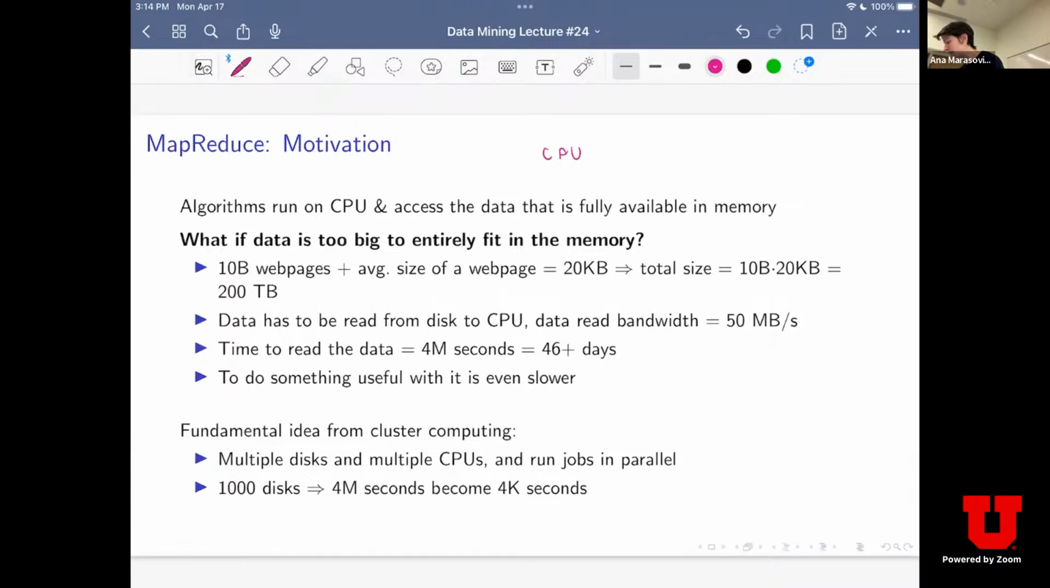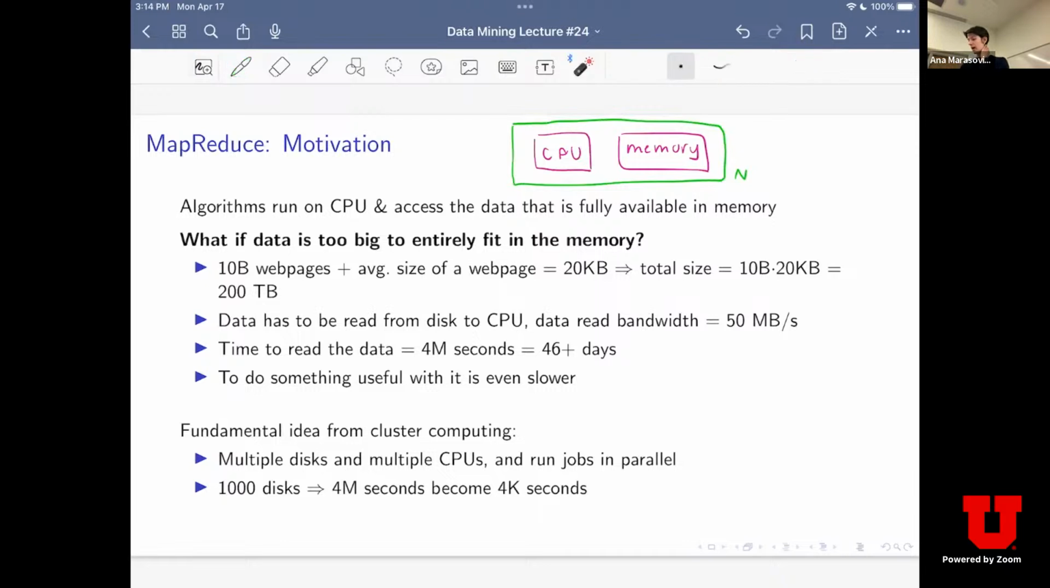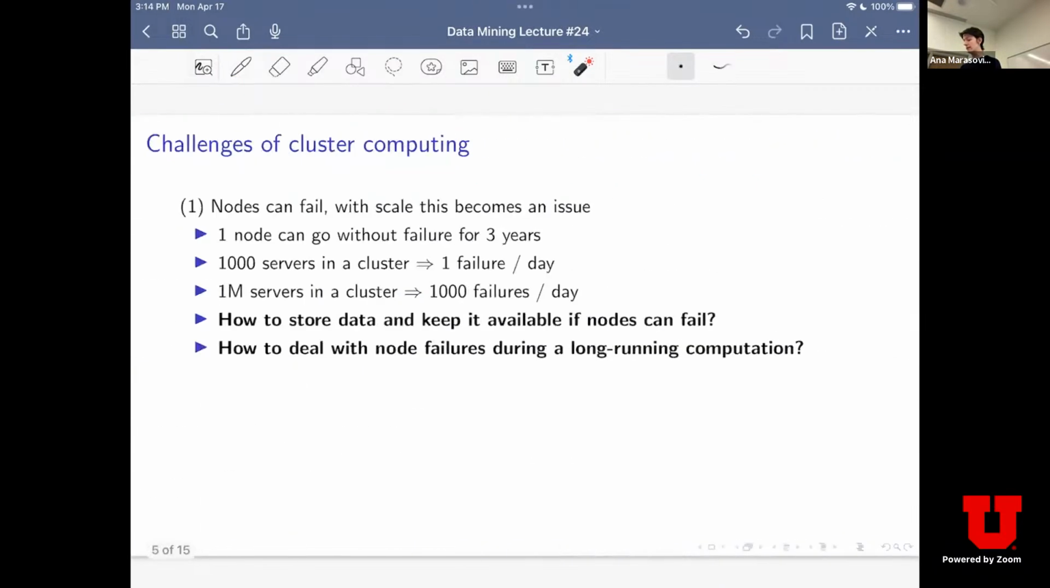So we have CPU and we have memory, and these two things are working together to do our computation. Well, we can have multiple of these and we can do stuff in parallel, right? If we have thousands of disks, then our 4 million seconds become 4,000 seconds, and that's about an hour. So things can get way quicker if we have multiple disks and run things in parallel. So, okay, that's one solution to our problem, but what kind of challenges might we encounter if we do this?